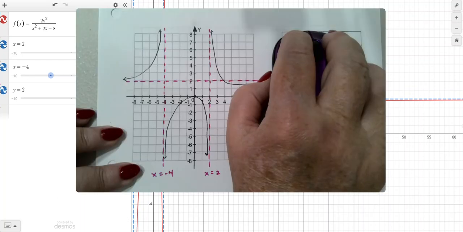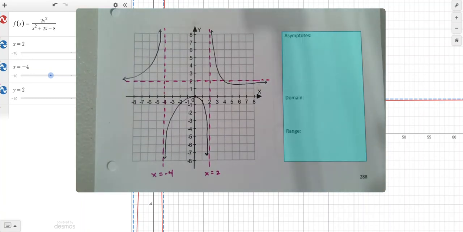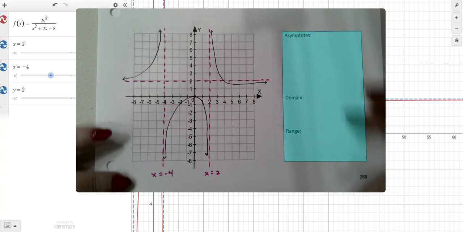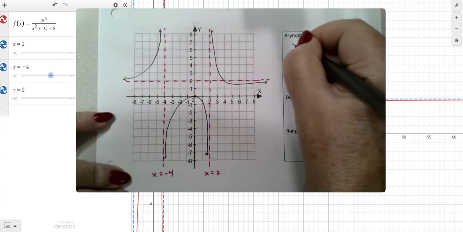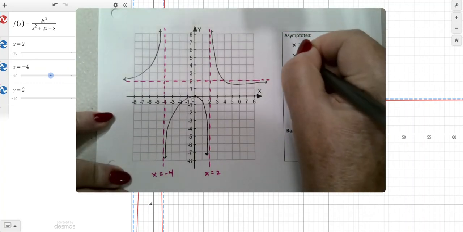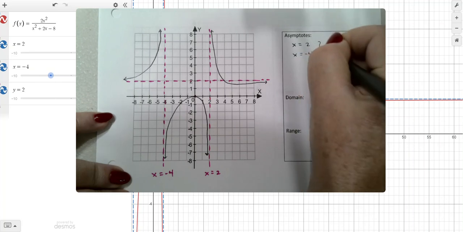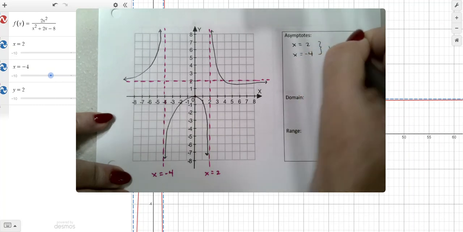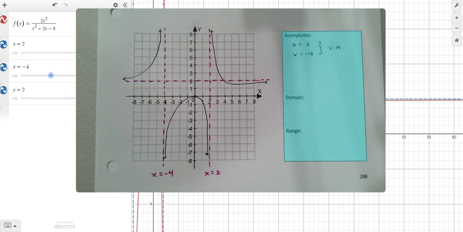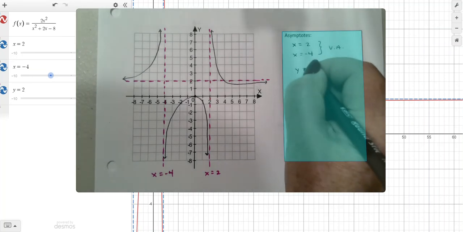So my picture now looks like this. My asymptotes, x equals 2 and x equals negative 4, the vertical asymptotes. And then, let's see, y equals 2, the horizontal asymptote.